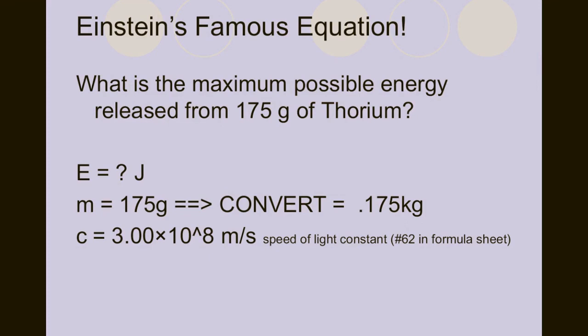So let's go ahead and do a sample problem. It says, what is the maximum possible energy released from 175 grams of thorium? So obviously we're looking for energy. We don't know what that value is, but we know it's going to be in joules. They gave us a mass. It's in grams, so you have to make sure that you convert. So 175 grams gets converted into 0.175 kilograms, and they don't make any other mentions, but of course we're dealing with this right here. So c is a constant. It's number 62 in your formula sheet, and it's basically 3 times 10 to the 8th meters per second.